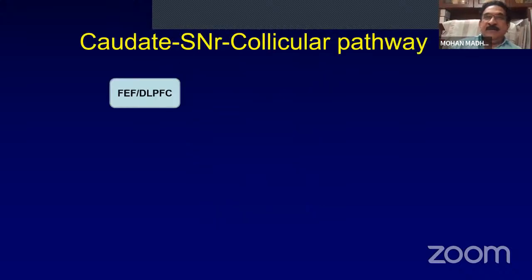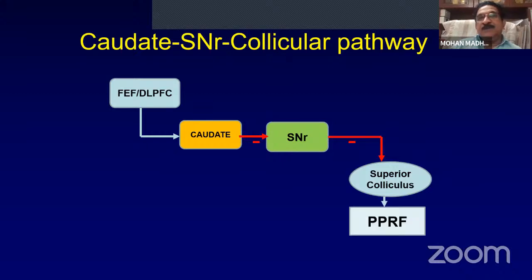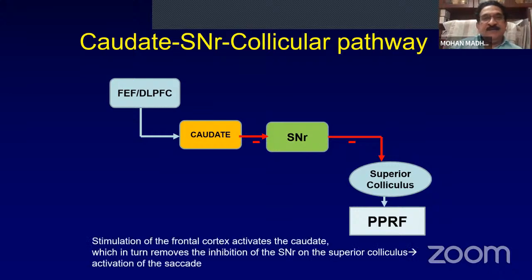To elaborate, the frontal eye field or the dorsolateral prefrontal cortex stimulates the caudate nucleus, which inhibits the substantia nigra reticulata. Substantia nigra reticulata, as you all know, always inhibits the superior colliculus, and the superior colliculus activates the PPRF, which drives the movement. So when there is activation of the frontal eye field, frontal cortex, or the caudate nucleus, it removes the inhibition from the substantia nigra reticulata on the superior colliculus. Because the inhibition of the substantia nigra reticulata is taken away from the cortex, it's a double inhibition, so the colliculus gets activation.